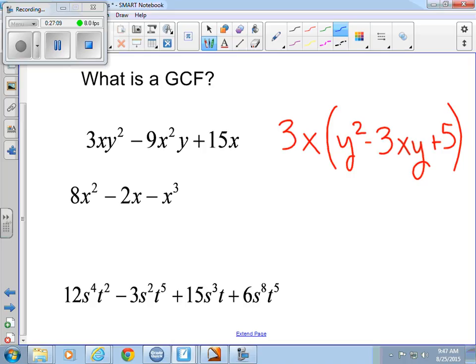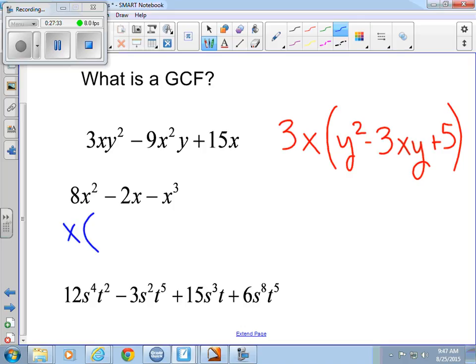If everyone doesn't have it, this is like church league softball. Everybody gets to play, right? So if they're not getting to play, then we don't get to do it. So 8, 2, and 1 have no common factors. What about x's? They all have 1. So that's my greatest common factor.